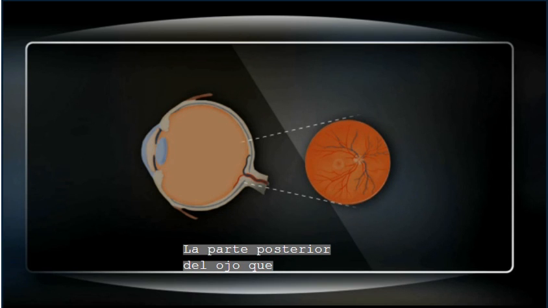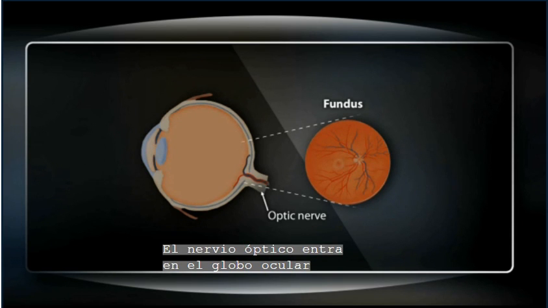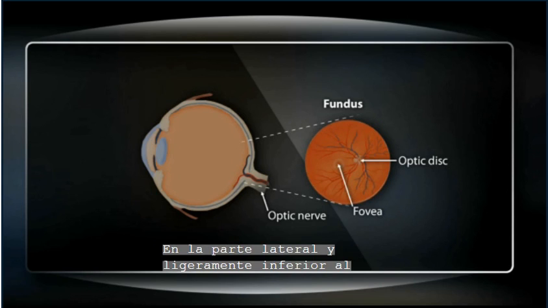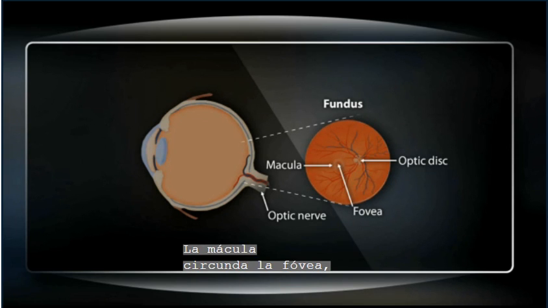The posterior part of the eye that is seen through the ophthalmoscope is called the fundus. The optic nerve enters the eyeball posteriorly. You'll find it with an ophthalmoscope at the optic disc, where the retinal arteries and veins converge. Lateral and slightly inferior to the disc is a darkened circular area called the fovea. This surrounds a small depression in the retinal surface that marks the point of central vision. The macula surrounds the fovea but has no discernible margins.